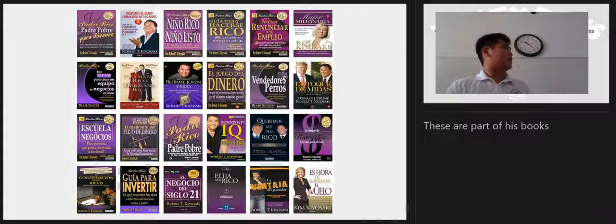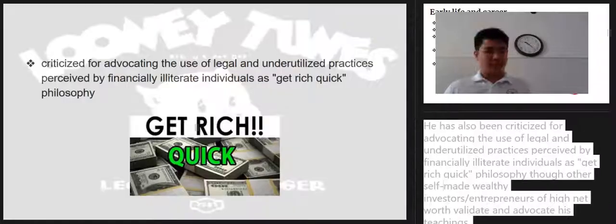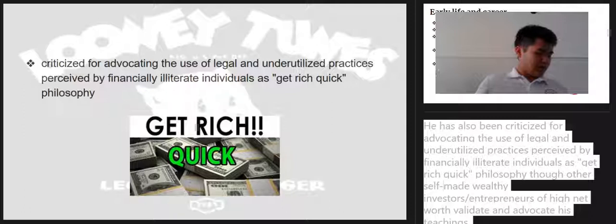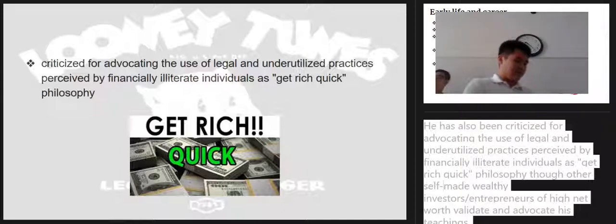This is a part of his book. And he has also been criticized for advocating the use of legal and underutilized practices perceived by financially illiterate individuals as get-rich-quick philosophy, though other self-made wealthy investors of high net worth validate and advocate his earnings.